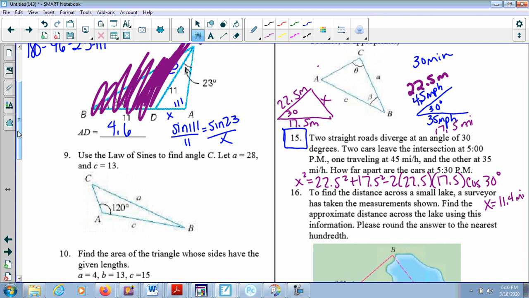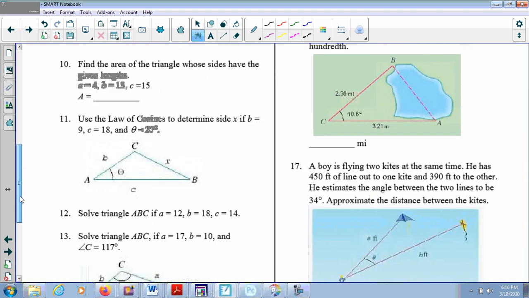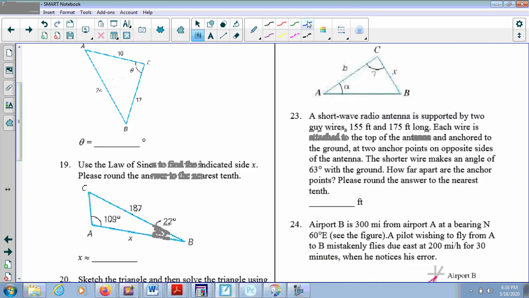Alright, so what was the next one? 23. Since it is a guy wire problem, I'll just show you how to set it up and what that means in case you see that some other time. I don't think you take the time to work it all the way out since I know it's not on the test. A shortwave radio antenna, so this is our antenna, is supported by 2 guy wires. Guy wires are those really tight wires that are holding up poles. So those are your guy wires, just in case you wanted to know what that was. One was 155 feet long, one was 175 feet long, and this is 63 degrees.